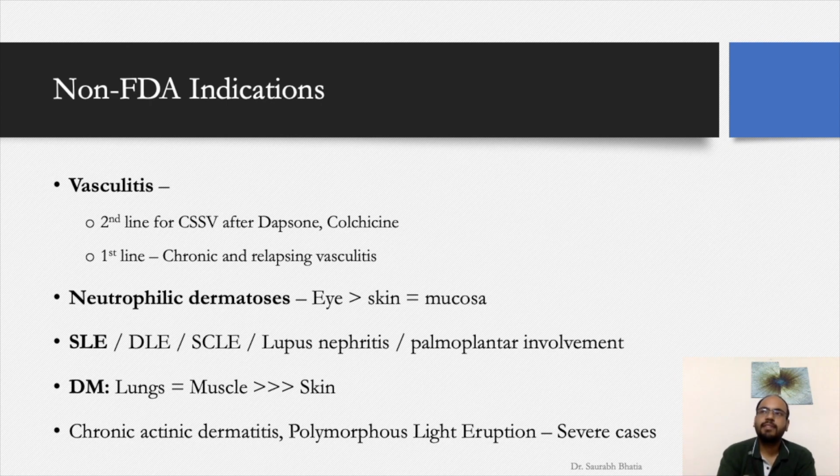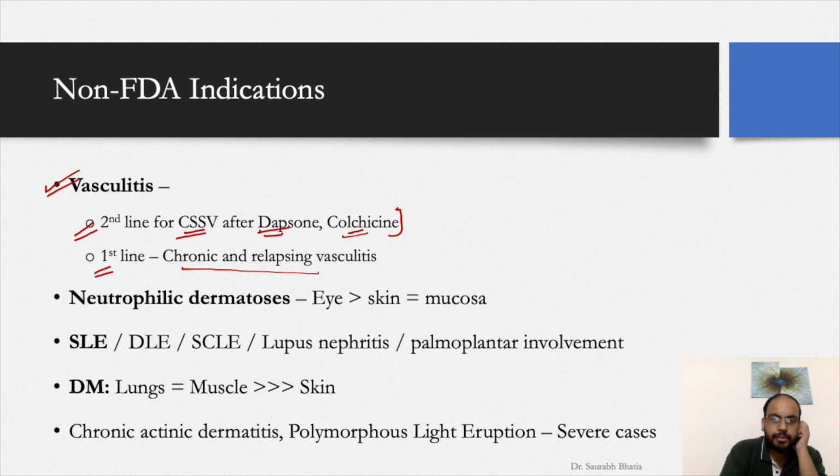I would say achieve the remission first using drugs like systemic steroids, methotrexate, or MMF, cyclosporin, and then maintain that remission using azathioprine. We'll just discuss a few of the non-FDA indications. For example, vasculitis. It is second line for cutaneous small vessel vasculitis after dapsone and colchicine. So these two drugs are first line, and after that, second line is azathioprine. In chronic and relapsing vasculitis, it is the first line immunosuppressant.